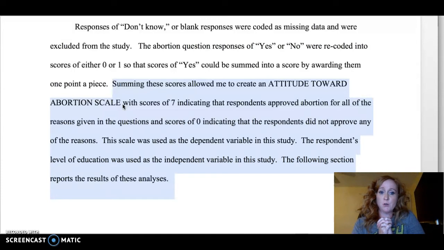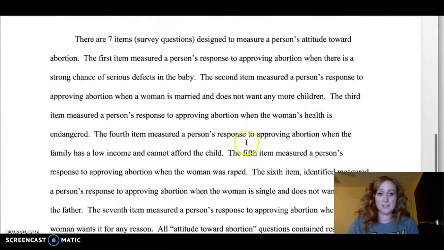I recoded 0 or 1 into yes, no. And so that's why I would have you do that in lab, so you got used to writing those kinds of things. So hopefully that feels a little bit more natural to you because you've had some practice. Okay? But that's essentially what your method section is going to look like.